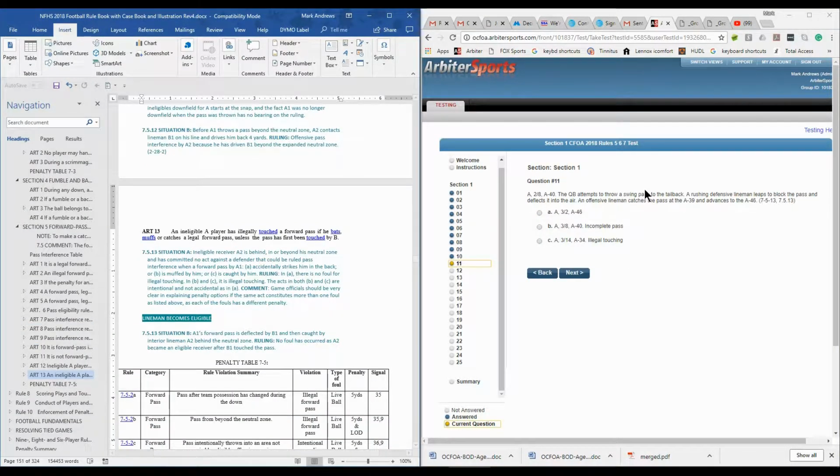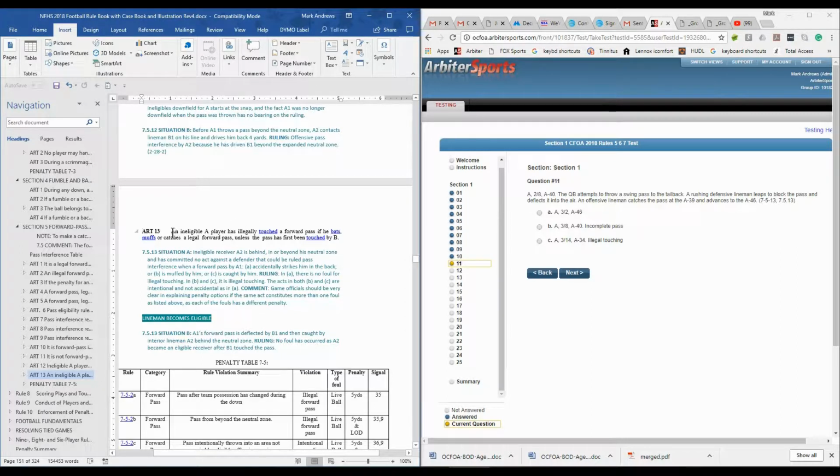Team A, 2nd and 8 on the A40. The quarterback attempts to throw a swing pass to the tailback. A rushing defensive lineman leaps to block the pass and deflects it into the air. An offensive lineman catches the pass at the A39 and advances it to the A46. So, is that A 3rd and 2 at the A46? Is that an incomplete pass, or is it illegal touching? We've talked about this already.